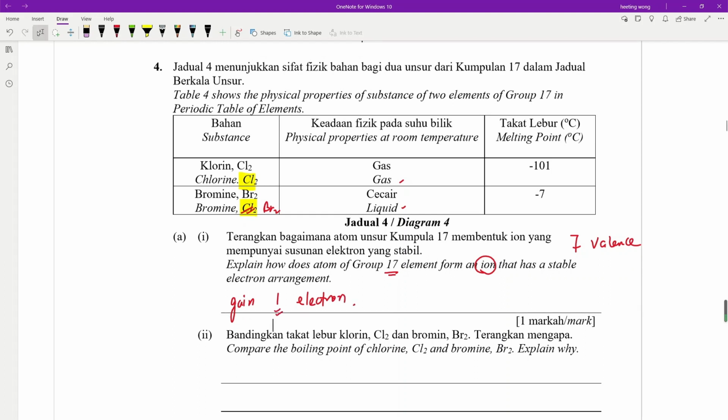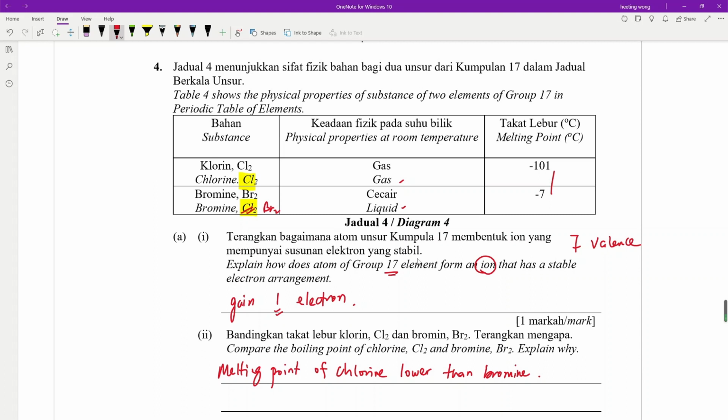Now compare the boiling point of chlorine compared to bromine. You can see directly here. First you need to mention the melting point of chlorine, or you can mention about the bromine also. Let's say here we mention the chlorine. You can see the melting point is lower than bromine.